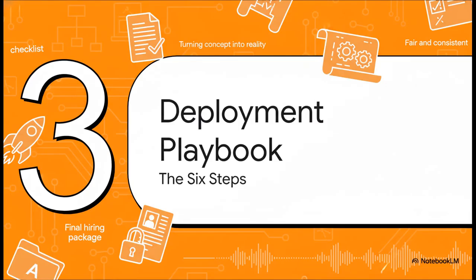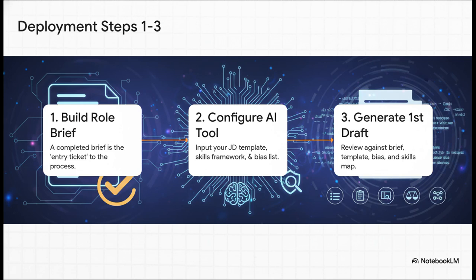Now that you've got your checklist, let's talk about the playbook. Here are the 6 steps you'd follow to actually implement this process. Steps 1 to 3 are all about setting up your inputs. First, you build that role brief. Think of a completed brief as the entry ticket. No brief, no job description. Simple as that. Second, you configure your AI tool with all your templates and lists. Third, you hit generate, and then you review that first draft against 4 simple criteria. Does it match the brief? Does it use the template? Did it pass the bias check? And does it map correctly to your skills framework?